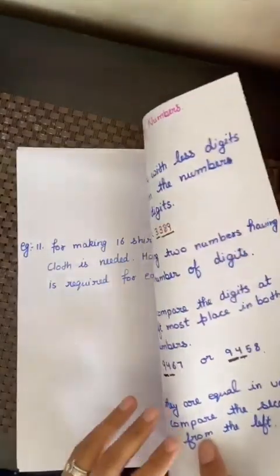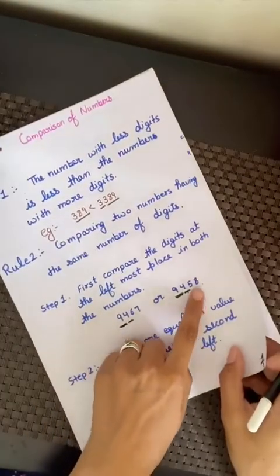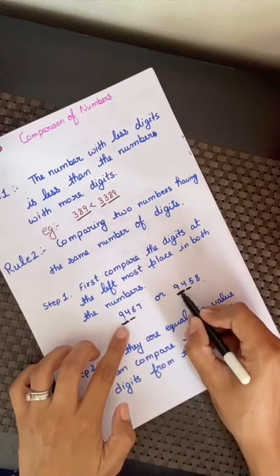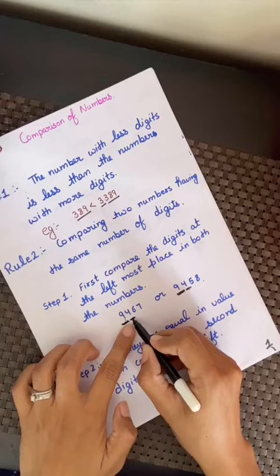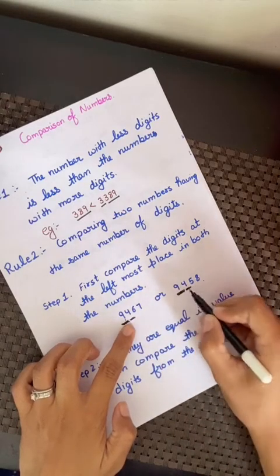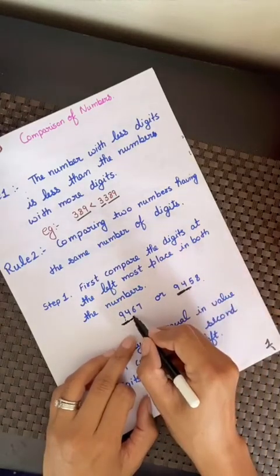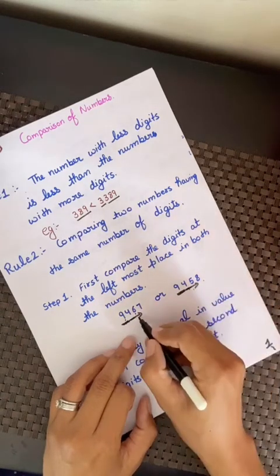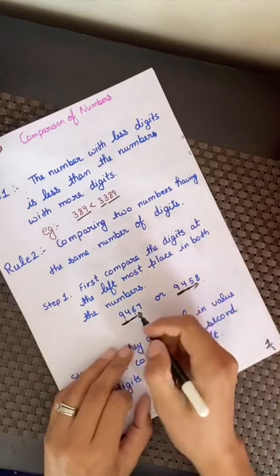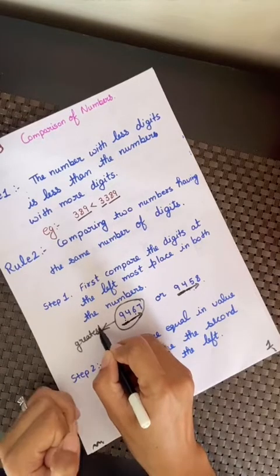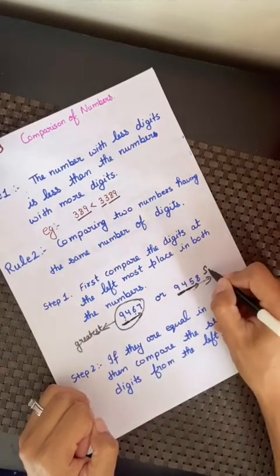So we continue. Our example is 9467 and 9458. Comparing, here it is 9 and here it is also 9. Then we move to the next digit: here it is 4 and here it is also 4. We are not coming to any conclusion, so we move further to the next digit, that is 6, and here it is 5. So 6 is greater than 5, so this number is greater than this number. This is smaller.